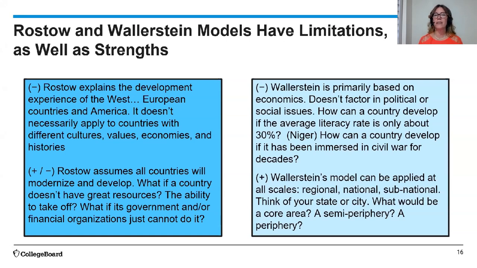Wallerstein is only looking at the economic part, not really the social part. So if you look at a country like Niger and you see that the average literacy rate might be 30%, can your country really go along that continuum of development if you only have 30% of your population being literate? So these models, they have limitations, they have strengths, and we just have to remember that they are models. They are not exact.